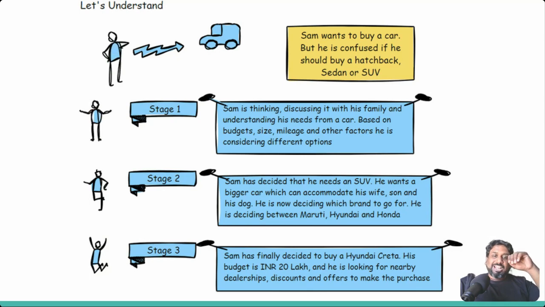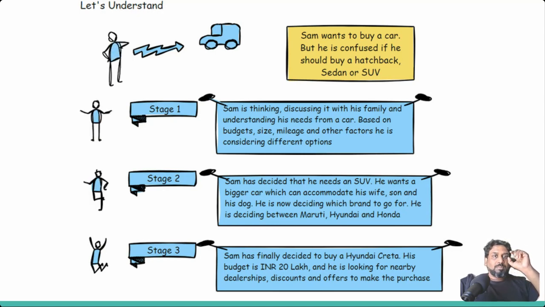So at the end of stage 2, he has decided and he has entered stage 3, that after trying out different brands, now he is ready to pick up Hyundai Creta. His budget is around 20 lakhs, and now at stage 3 he is looking for nearby dealerships, nearby discounts and offers to make the purchase. So at stage 3, Sam has finally decided that this is my car, this is what my budget is, this would fulfill all the requirements that I have from a car.